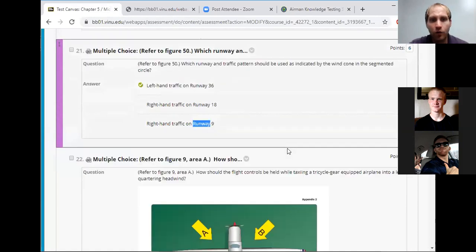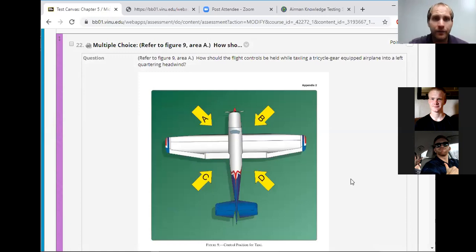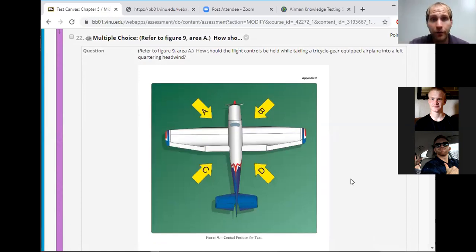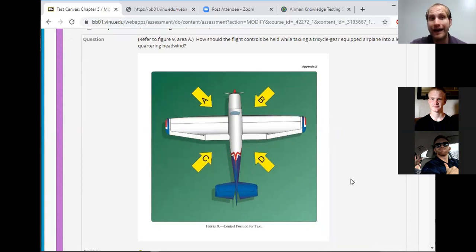Cool. Let's try to get through a few more and then we'll take a break. This one's a real important question for us here. Crosswind correction. The figure is already printed for us. How should the flight controls be held while taxiing a tricycle gear equipped airplane into a left quartering headwind? They're showing us this A arrow. We're saying that we have a left quartering headwind. The idea is that the pilot wants to avoid the wind getting underneath the aileron to lift it up and try to flip the airplane over.